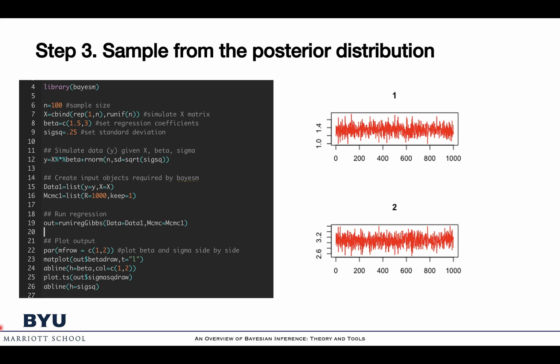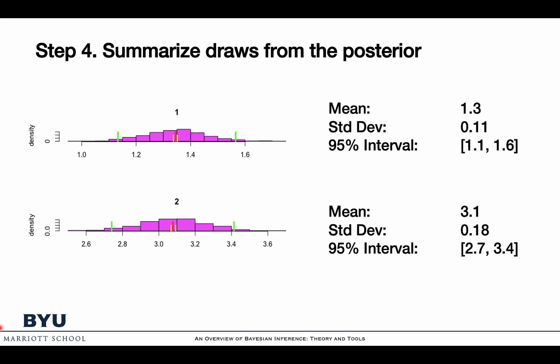Once I've found a way to sample from the posterior distribution, I can move on to step 4, which is to summarize draws from the posterior. And I've done that graphically here. I show the empirical distribution of beta 0 and beta 1. And from those empirical distributions, I can compute all sorts of quantities. So I can compute the mean, which is 1.3 in this case. The standard deviation is 0.11. I compute a 95% interval. We call these credible intervals. They're sort of akin to a confidence interval. But my interval ranges between 1.1 and 1.6.